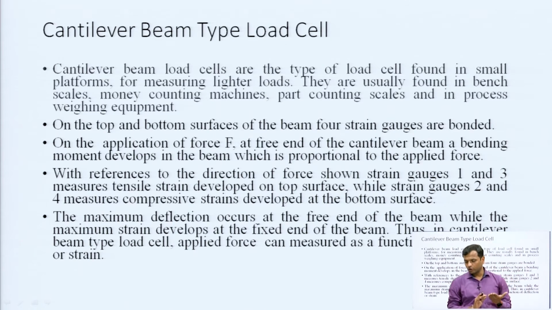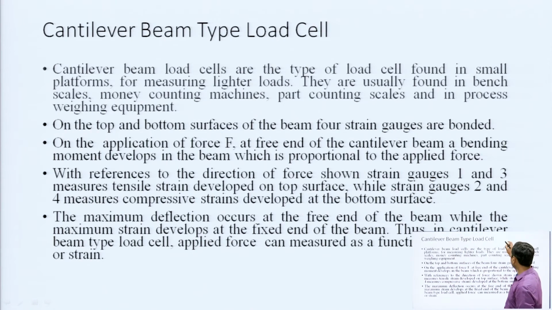On the top and bottom surfaces of the beam, 4 strain gauges are bonded. So, the basic mechanism we use in the cantilever beam type load cell is the strain gauge.